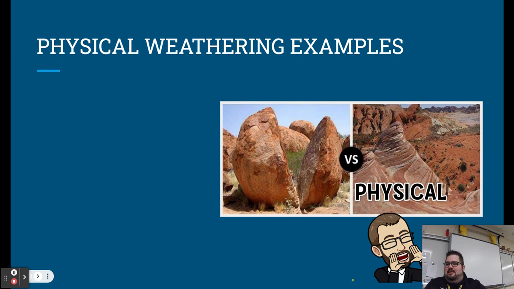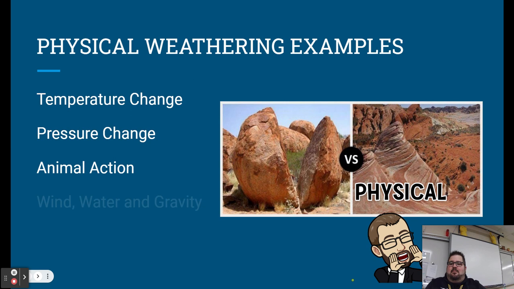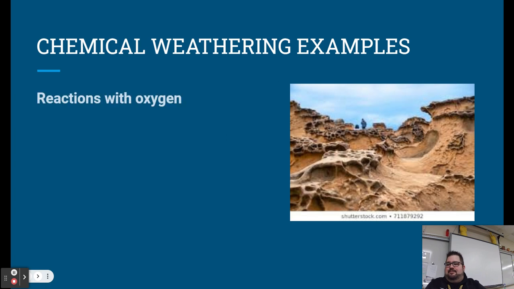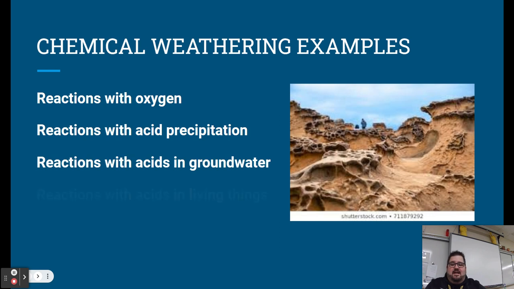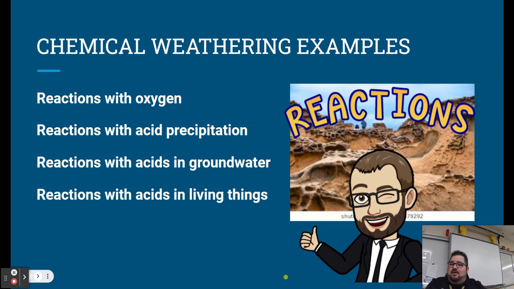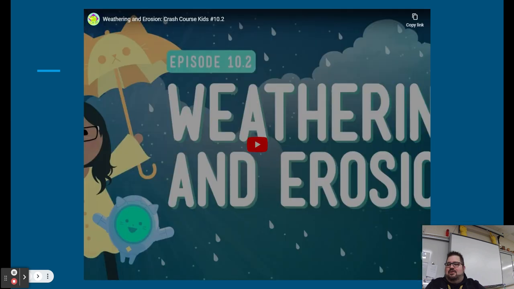Write that down. Some examples of physical weathering may include temperature change, pressure change, animal action, wind, water, gravity, plant growth, roots. Those are all things that could be classified as physical weathering. Chemical weathering: reactions with oxygen, reactions with acid rain, reactions with acid in the groundwater, reactions with acid in living things. Do you notice the word reactions at the start of every one of those examples? So again, we're having some sort of chemical reaction.